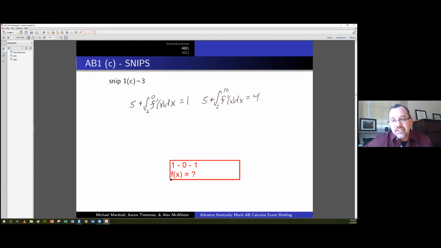And part of what's going on is the question explicitly said write an expression for f of x. If they had just asked to find f of 0 and find f of 10, then this might be the kind of thing that would wind up with all 3 points. But it said f of x, we got to find it.